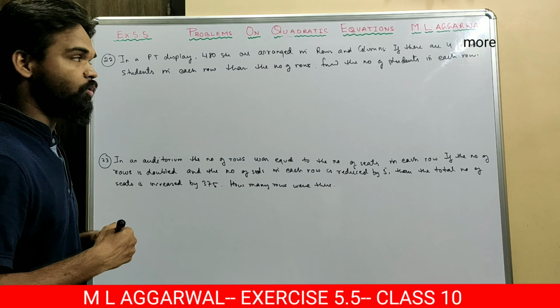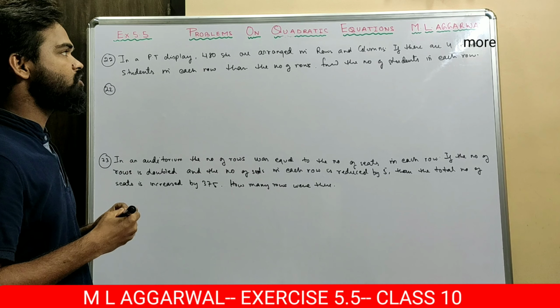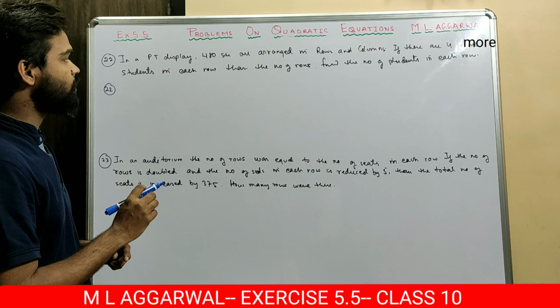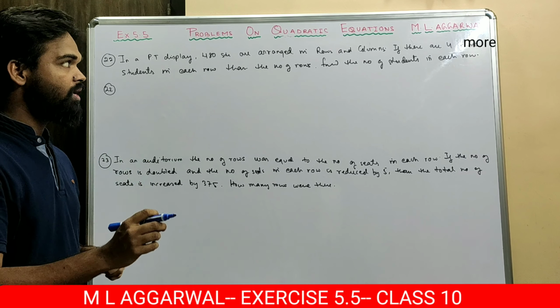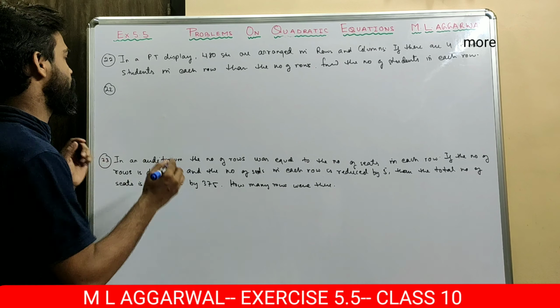Now look at sum number 22. In a PT display, 480 students are arranged in rows and columns. If there are 4 more students in each row, then the number of rows. Find the number of students in each row.